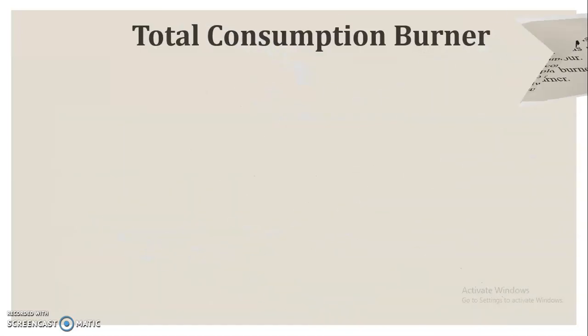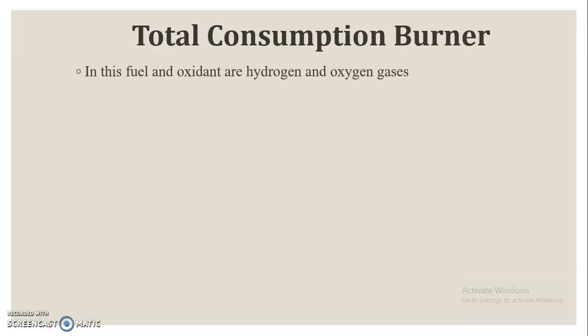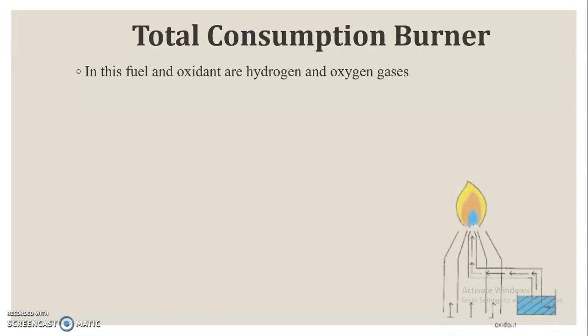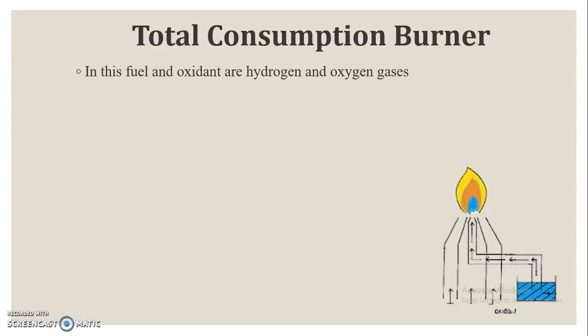First, we will discuss the total consumption burner that is used in atomic absorption spectroscopy. This is quite the same as that used in flame emission spectroscopy. In this total consumption burner, the fuel and oxidant are hydrogen and oxygen gas. This is the typical diagram, which shows a separate inlet for the introduction of our sample, and separate inlets for the introduction of oxidant as well as fuel. So all these three will be directly introduced into the flame, where mixing of these three components will be carried out in the flame itself.